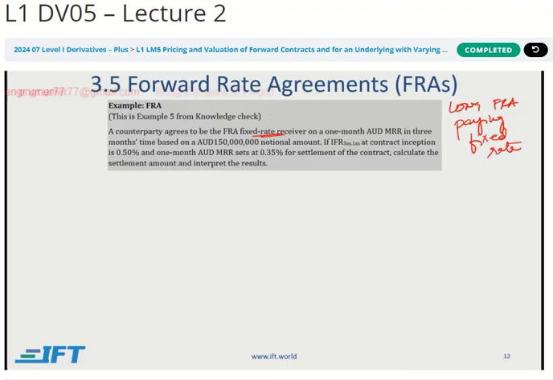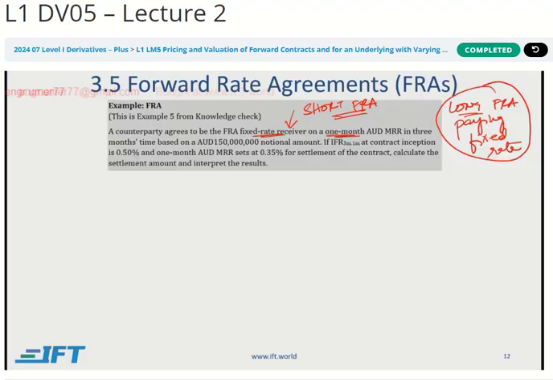But if you are receiving the fixed rate, that means you are short the FRA. And if the interest rate goes down, then you will benefit in this situation. Here, if the interest rate goes up, then you will benefit if you are long, because you've locked the rate, and if you receive a higher rate, then you will benefit, right?